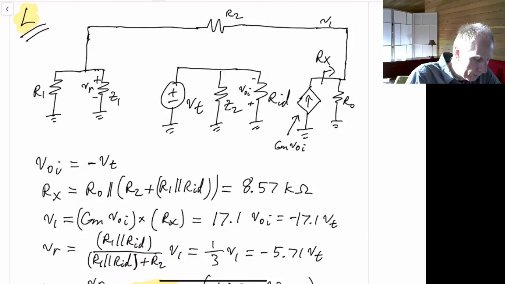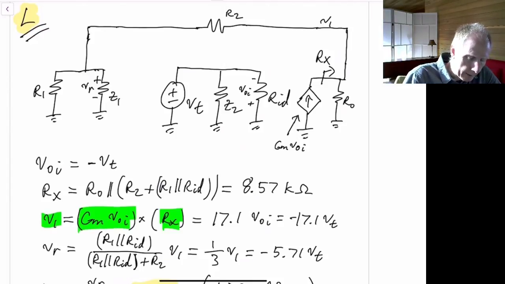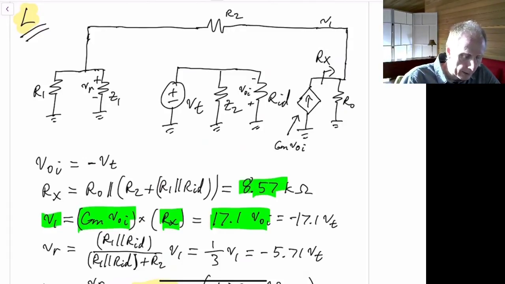So we have that V1 is GM times VOI times RX. That works out to be, remember GM is equal to 2 milliamps per volt, multiplied by 8.57 kiloohms. So it works out to be 17.1 times VOI. And because VOI is negative VT, this is minus 17.1 times VT.